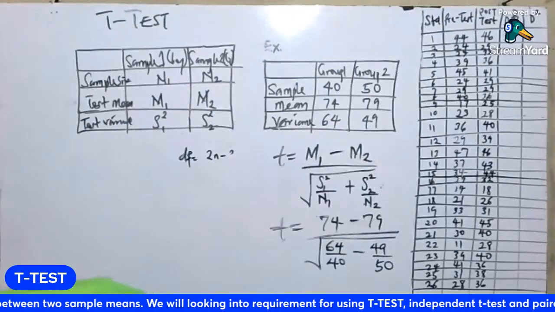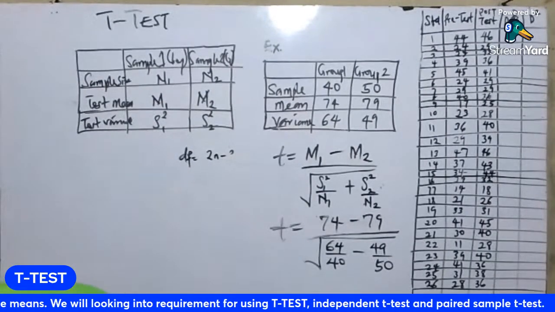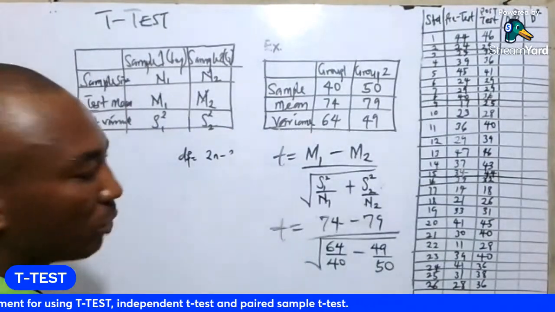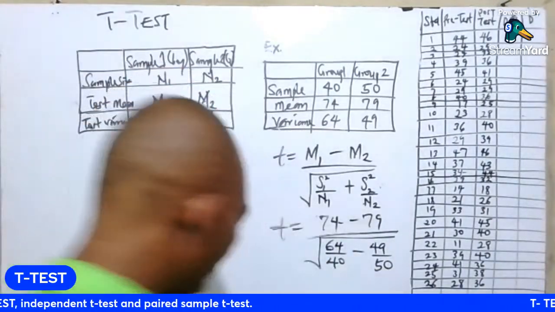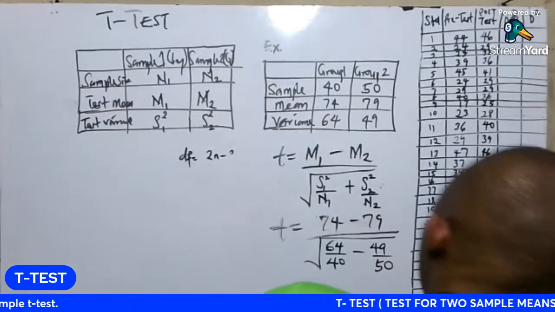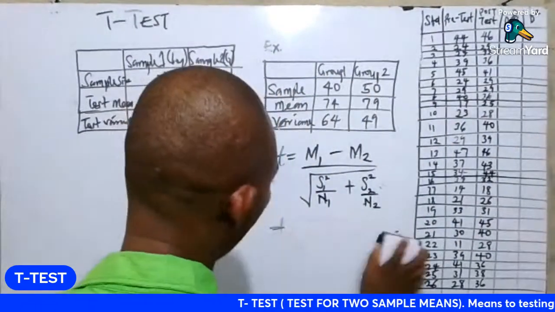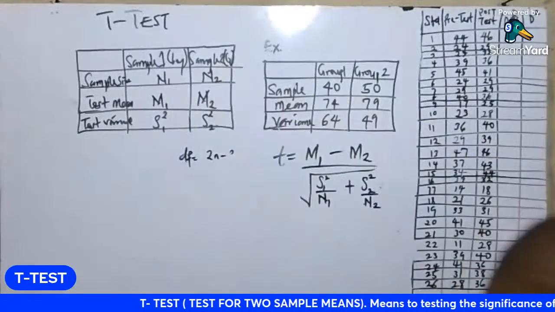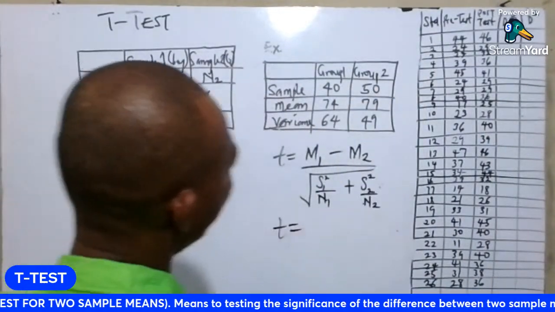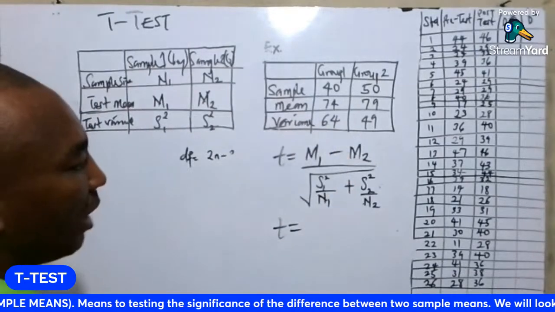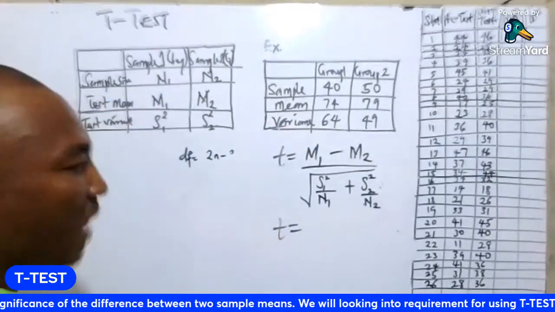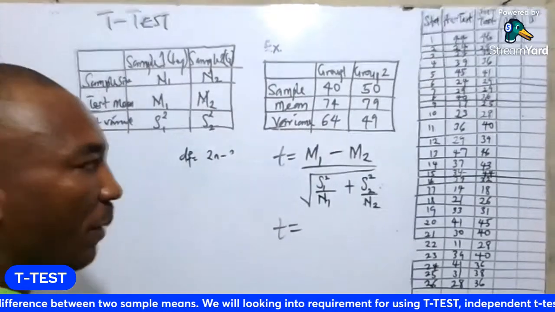So let's work this out. Let me take this again. Like I said, if you look at the formula, because the sample size is more than 30, we have to make use of this formula. This is your M1 and this is your M2, depending on the way you want to take it.